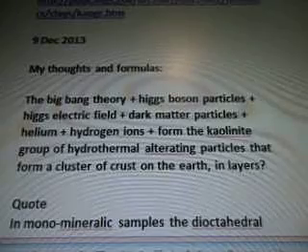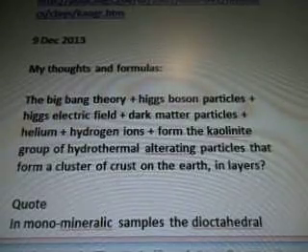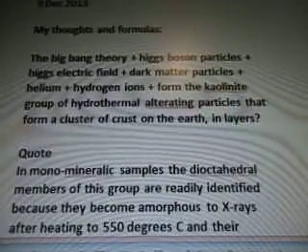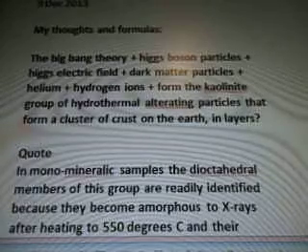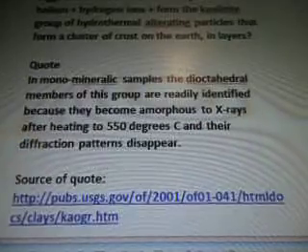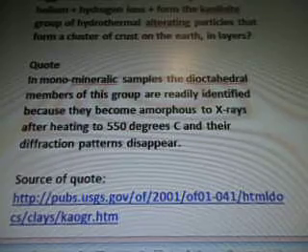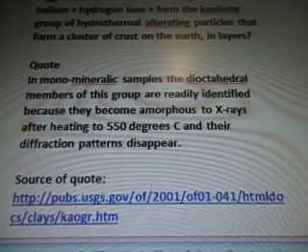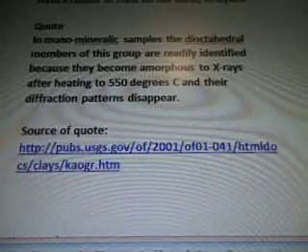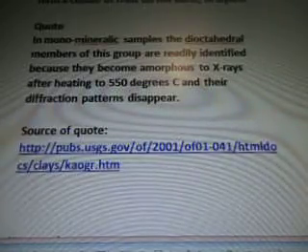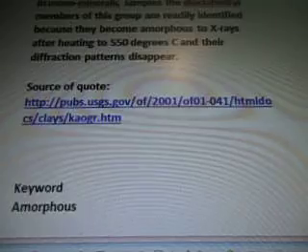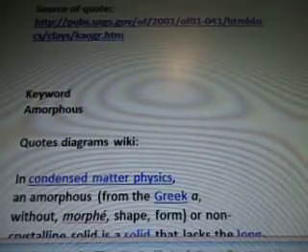My thoughts and formulas. So we got the Big Bang theory, Higgs boson particles. We have the Higgs electric field, dark matter particles, and then helium, hydrogen ions form the kaolinite group of hydrothermal alternating particles to form a cluster of crust on the Earth in layers? Quote: in monomineralic samples, the dioctahedral members of this group are readily identified because they become amorphous to X-rays after heating to 550 degrees Celsius, and the diffraction patterns disappear. Source of quote from pubs.usgs.gov. So the keyword: amorphous.